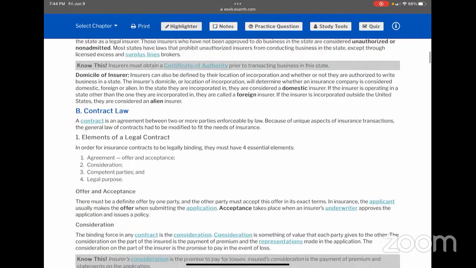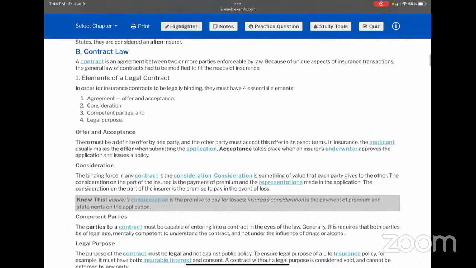Contract law. A contract is an agreement between two or more parties enforceable by law. Because of unique aspects of insurance transactions, the general law of contracts had to be modified to fit the needs of insurance. Elements of a legal contract. In order for an insurance contract to be legally binding, it must have four essential elements. Agreement, which is offer and acceptance.